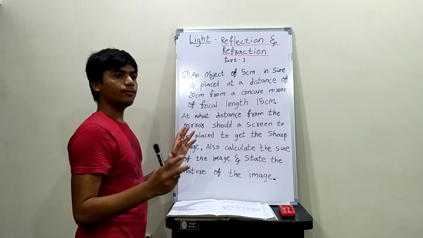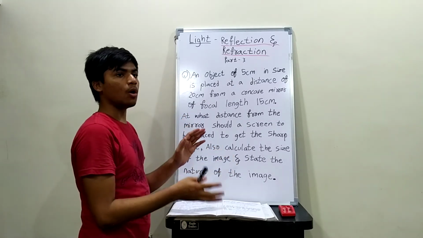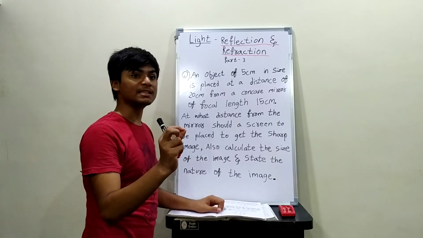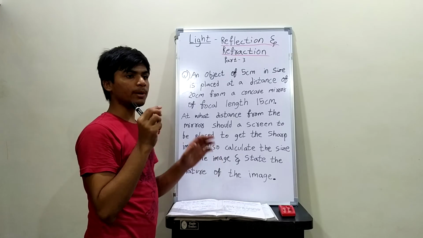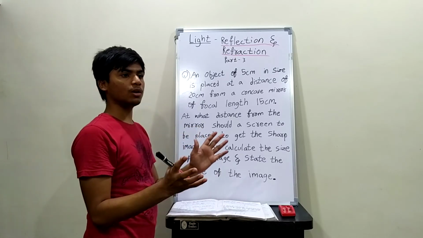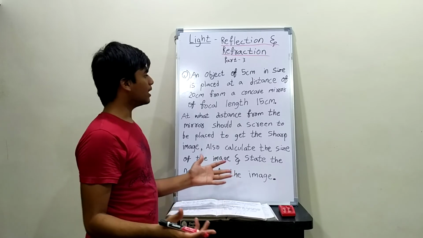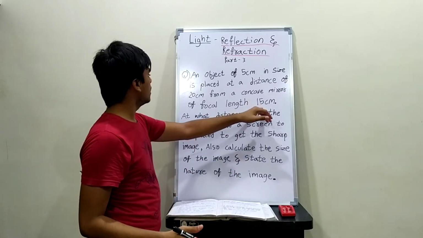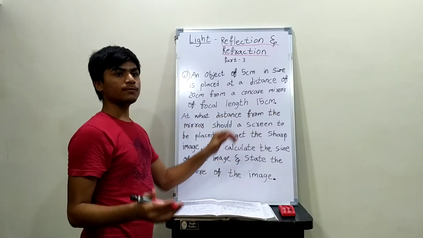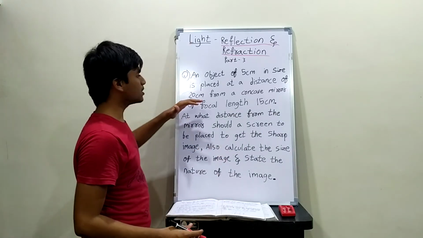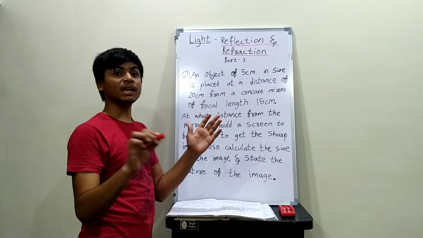Now we need the focal length of that concave mirror. All concave mirrors are not the same because the focal length varies. So there should be a fixed focal length for a concave mirror, otherwise we cannot calculate anything. Here they have given us a focal length of 15 centimeter. After getting all this information, you have to note it down according to sign convention.